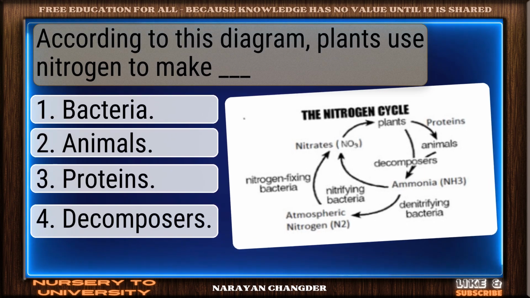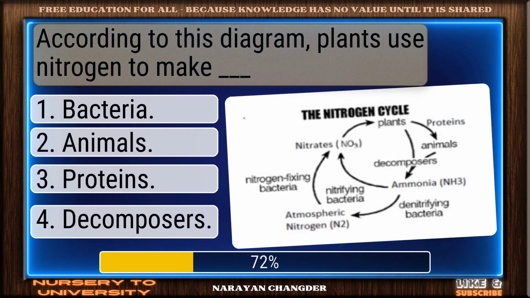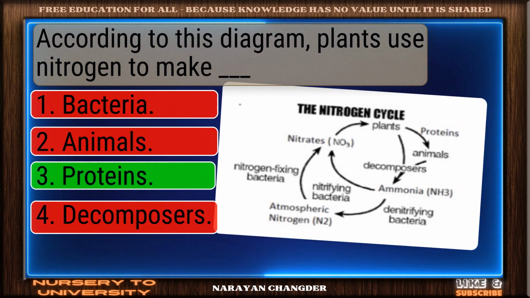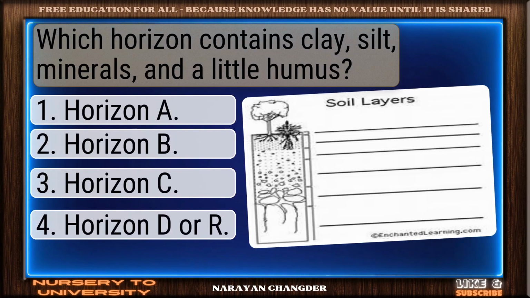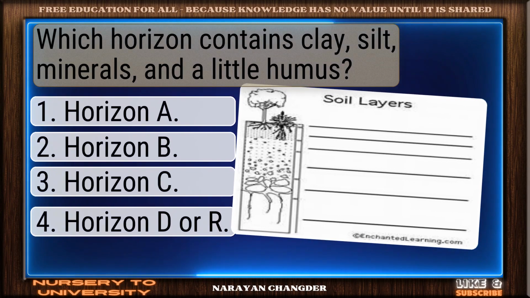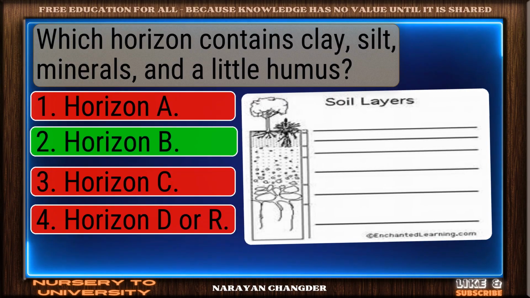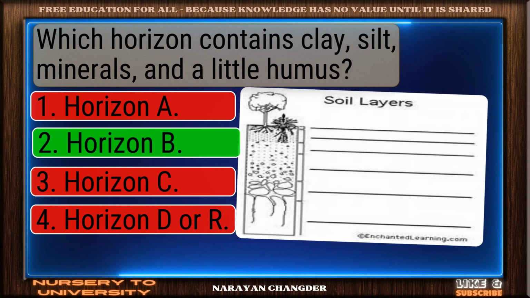According to this diagram, plants use nitrogen to make dash. Exactly. Proteins make sense, and it is right choice. Which horizon contains clay, silt, minerals, and a little humus? Excellent choice. Horizon B is the right answer.